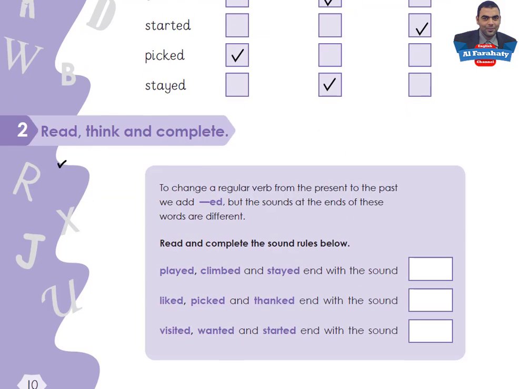Activity 2. Read, think, and complete. To change a regular verb from the present to the past, we add ed. But the sounds at the ends of these words are different. Read and complete the sound rules below. Played, climbed, stayed end with the sound d. Liked, picked, thanked end with the sound t. Visited, wanted, started end with the sound id.